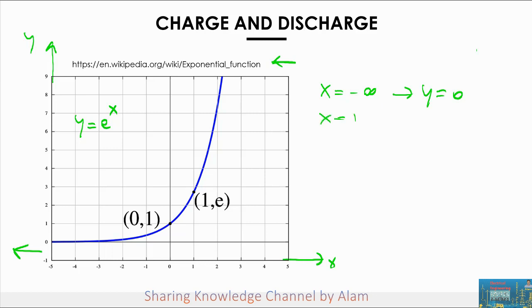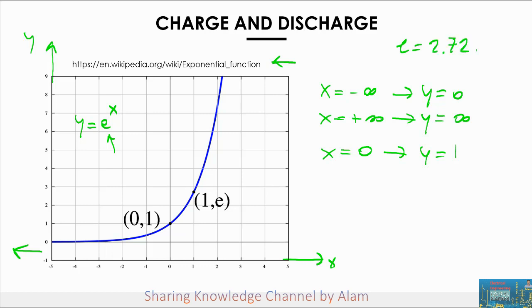When x is equal to plus infinite, y is going to be equal to infinite. And then, very important, when x is equal to 0, y is equal to 1. E, I want to remind, is the Euler constant, and it's equal to about 2.72.